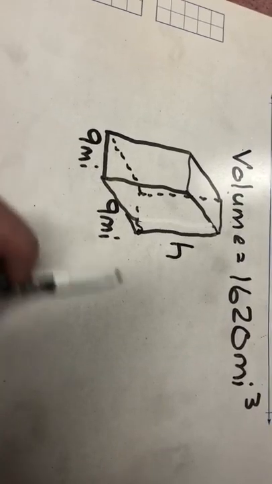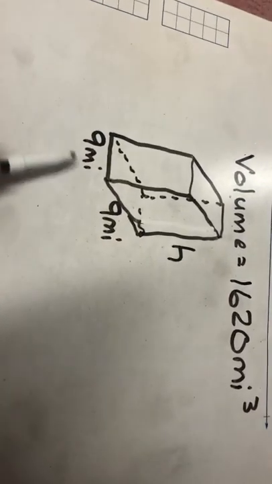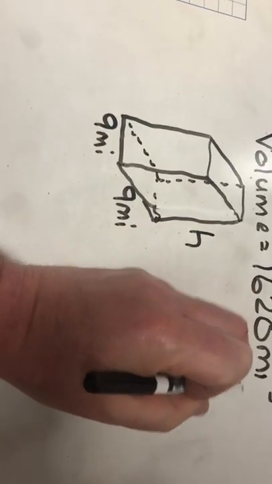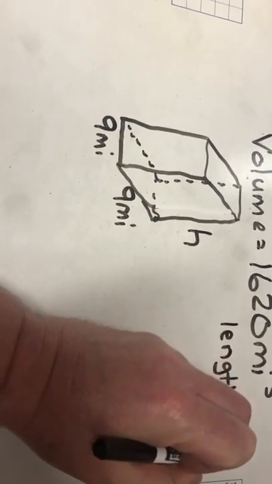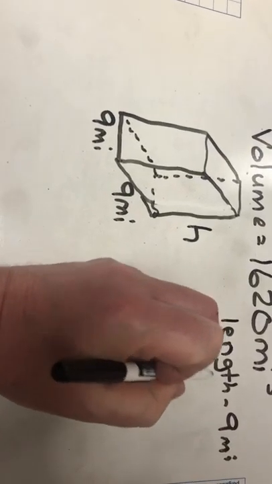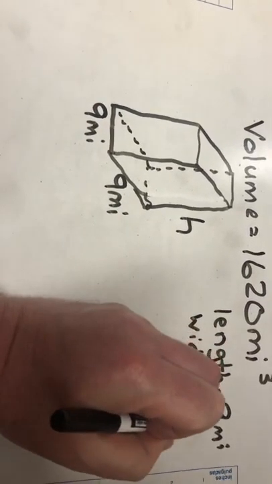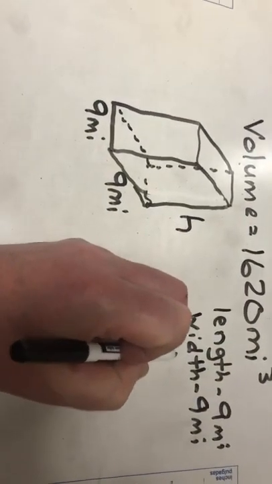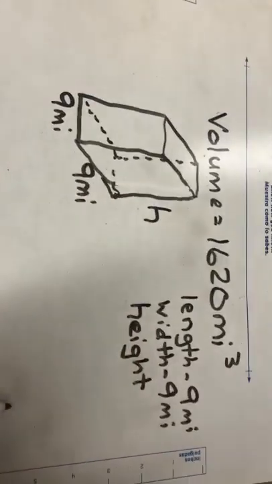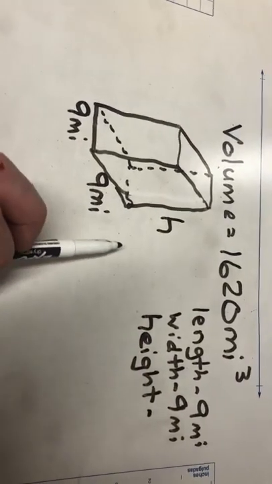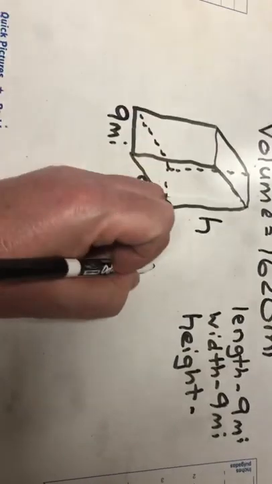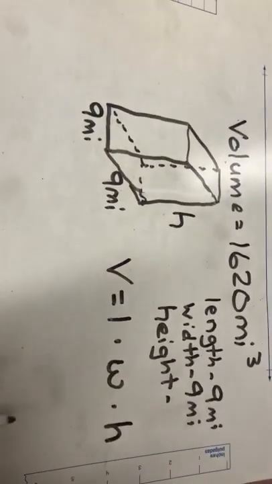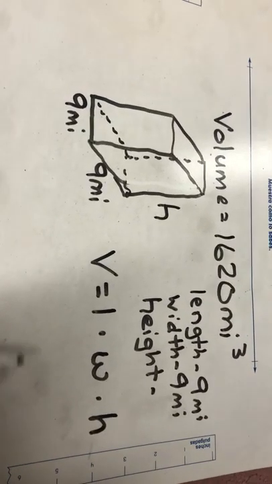All right? So if I know the volume, and I know two of the other dimensions, and in this case, I know the length, that's 9 miles, and I know the width, that's also 9 miles. I'm trying to find the height. So let's think about what I'm going to do. Well, the first thing I'm going to do, I know that the formula for volume is volume equals length times width times height. We learned that in our previous example.